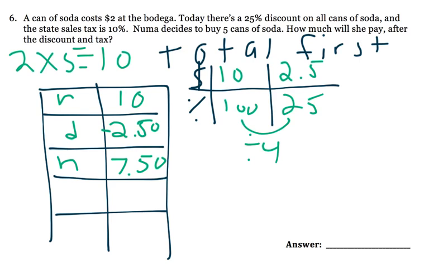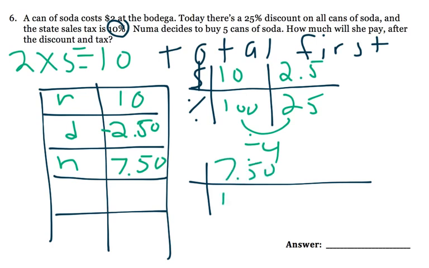Now, to find the sales tax of 10%, we're now going to have to take our new sales price of $7.50, plug it in for 100% because we're now figuring out 10% of 7.5, and then we can divide 100 by 10 to get to 10, and then we can divide 7.5 by 10 to get to 0.75.